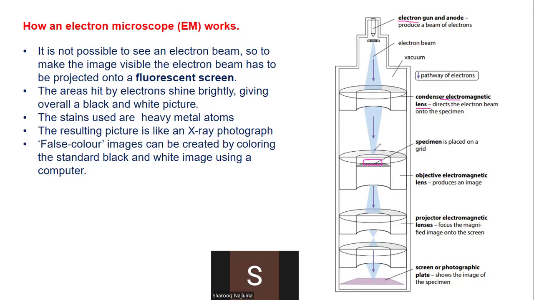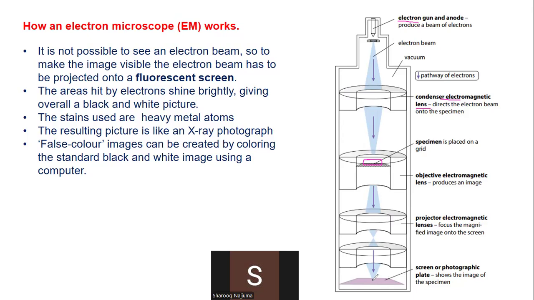Now, since these electrons are going to pass through the specimen, this means that here we are looking at a transmission because the electrons will pass through the specimen. And then down here we have a screen where the electrons fall so that an image is made. So remember, the image made is going to be in black and white.